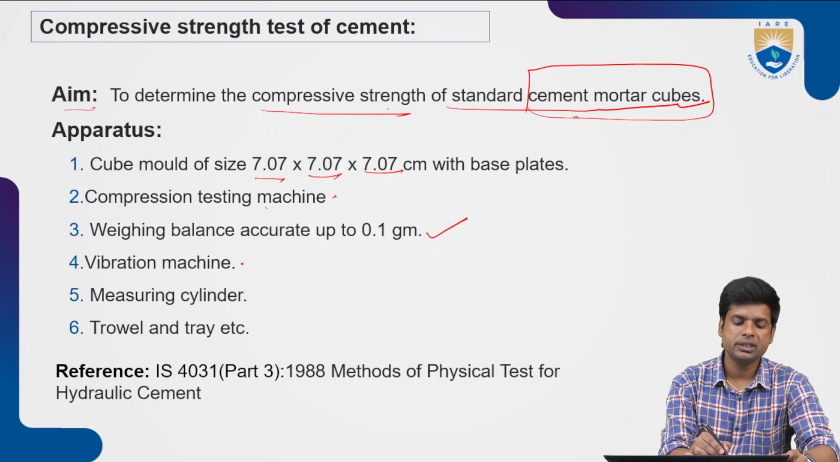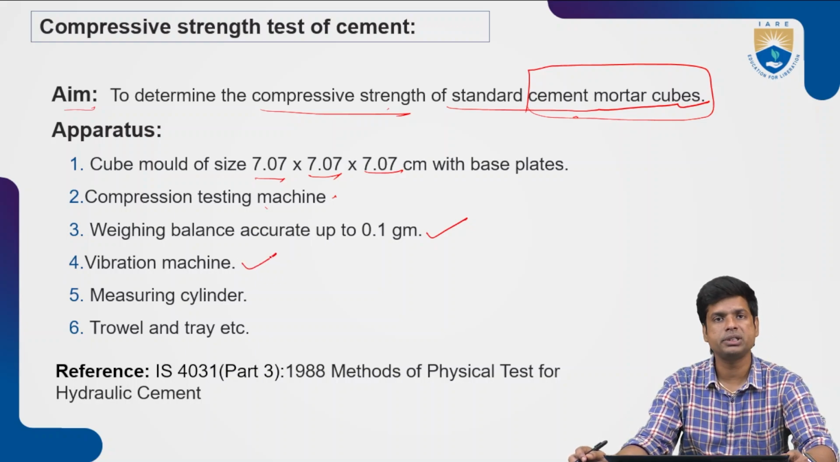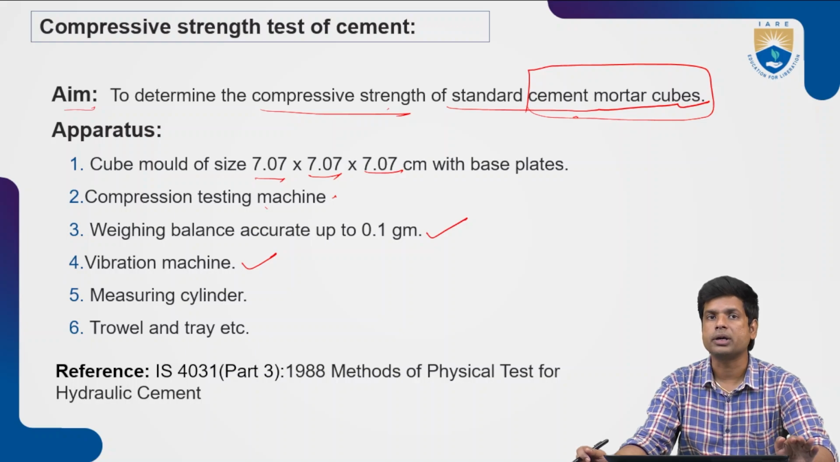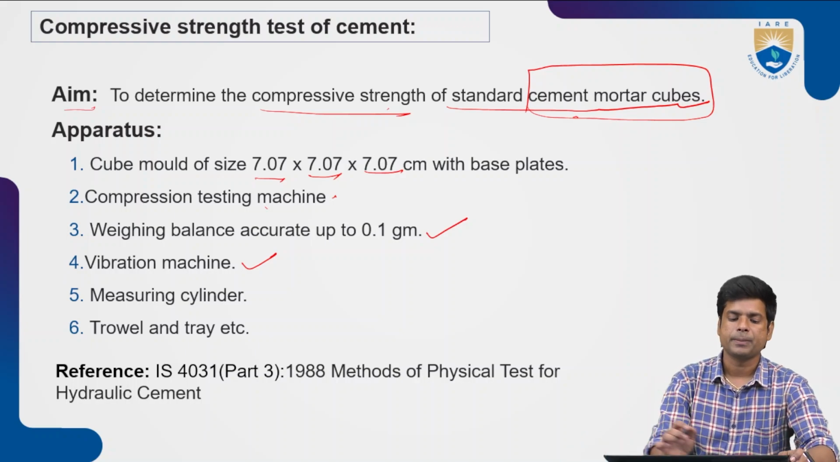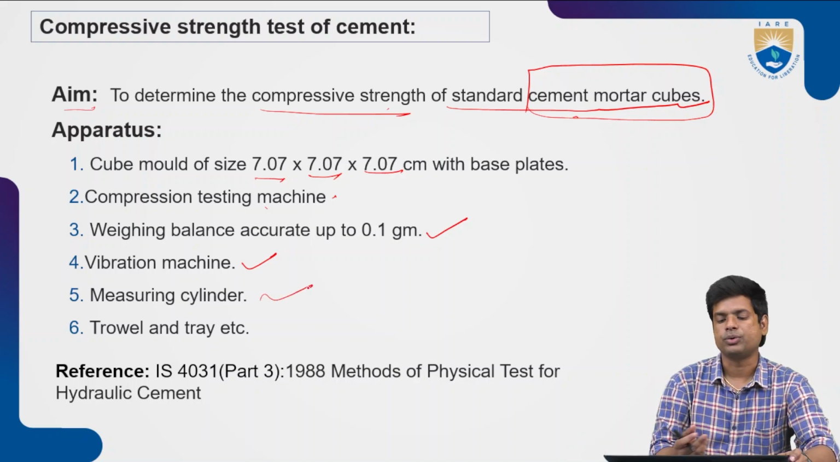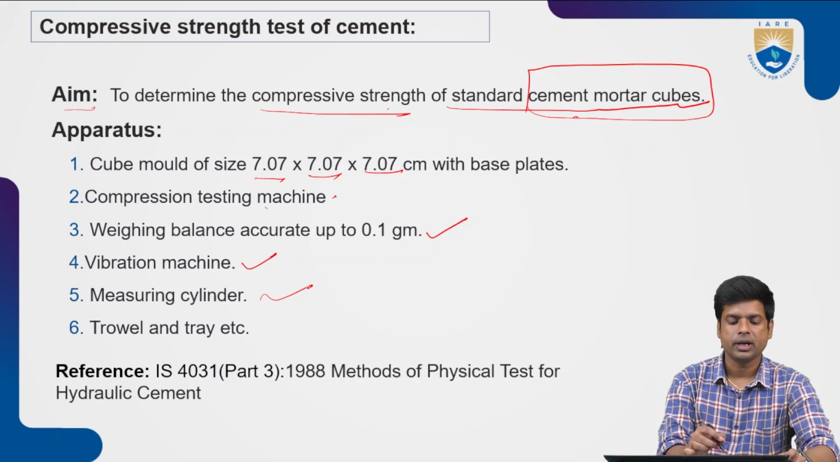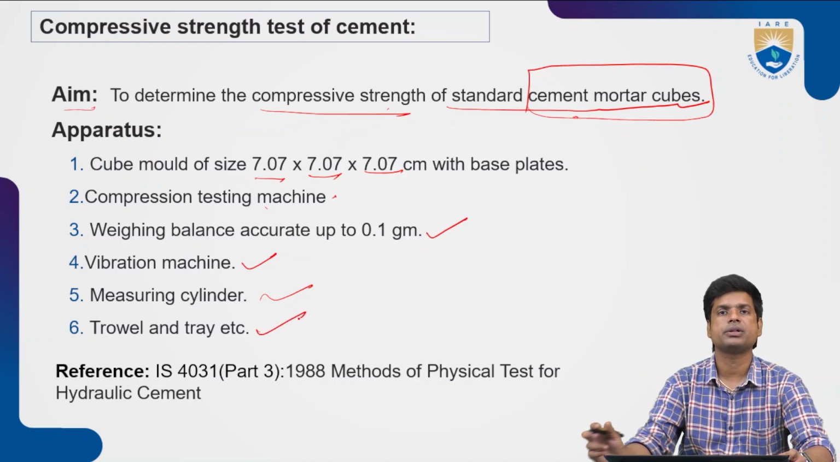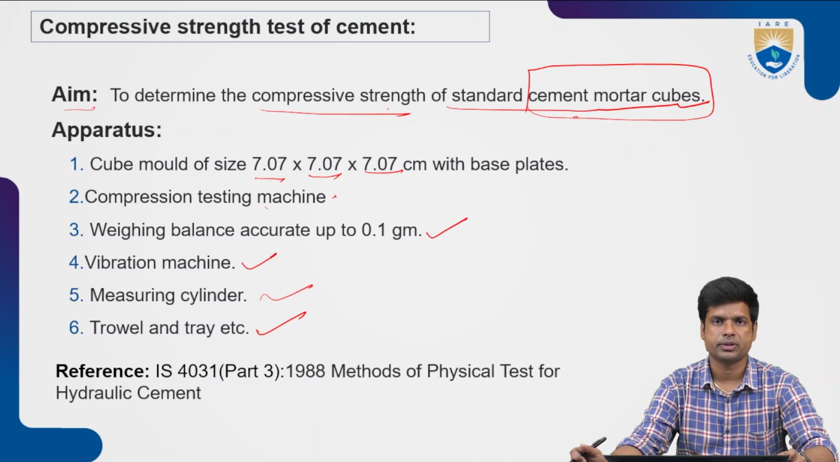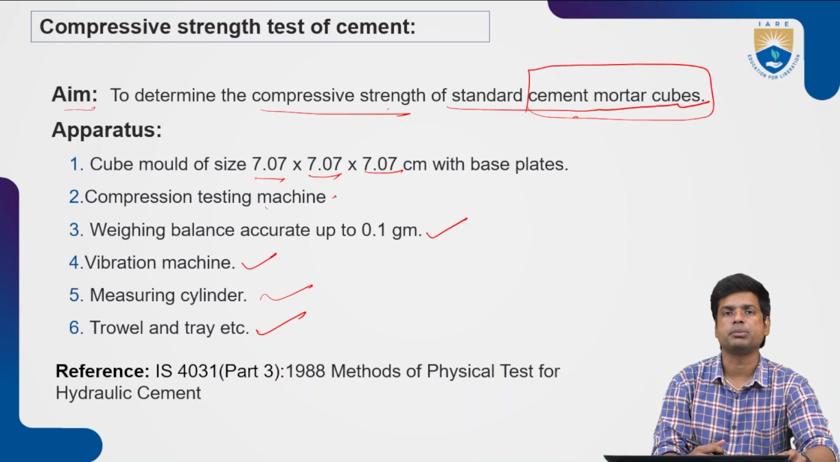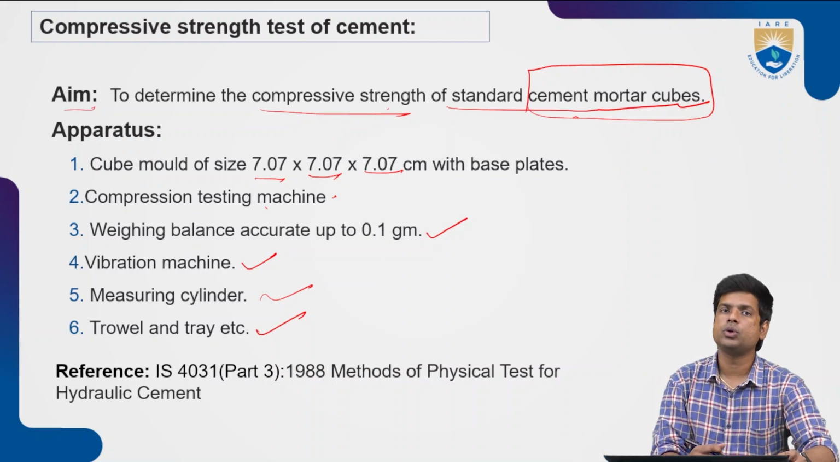And next one, vibration machine, to compact the cement mortar and remove the air voids. A measuring cylinder will be used for measuring the water content. And next, trowel and tray. These are used for mixing the cement mortar and for placing the cement mortar in the cement cube mold.